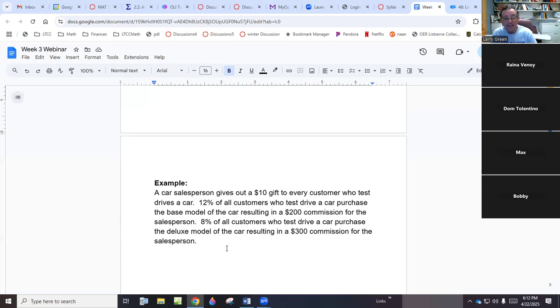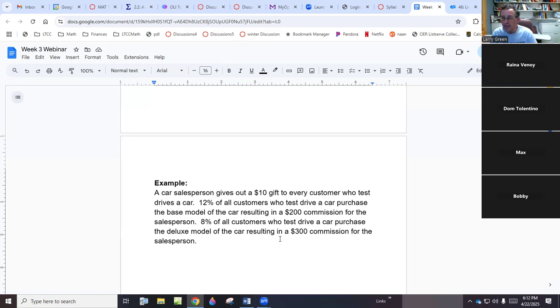Yeah, you're giving away $10 but you get 200, so you're profiting 190. Okay. On the other hand, another thing that could happen is they can buy the deluxe model. And then your profit is 290 because it's 300 minus 10.